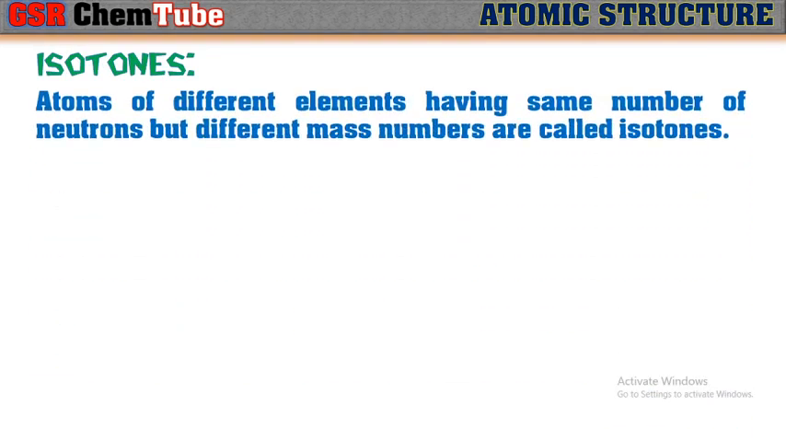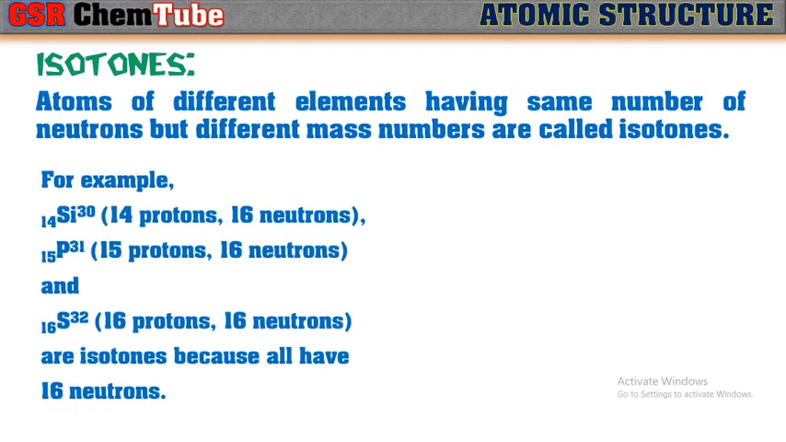Isotones. Atoms of different elements having the same number of neutrons but different mass numbers are called isotones. For example, silicon 30, phosphorus 31, sulfur 32. If you observe, these three have the same number of neutrons in them, that is 16, but their atomic numbers as well as mass numbers are entirely different from one to other. The only thing in common among them is neutrons. In such a way, atoms with the same number of neutrons are called isotones. So silicon 30, phosphorus 31 and sulfur 32 are isotones.